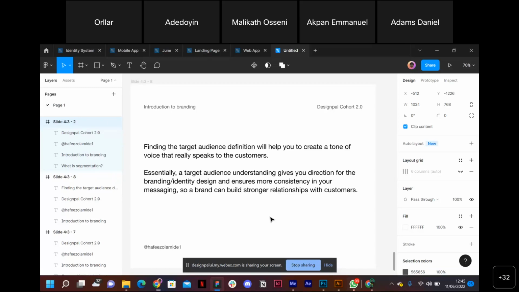Do you understand? So here we have essentially, a target audience understanding gives you direction for the branding, identity design, and ensures more consistency in your messaging. So a brand can build stronger relationships with customers. So let's take, for instance, an example of this is Coca-Cola.